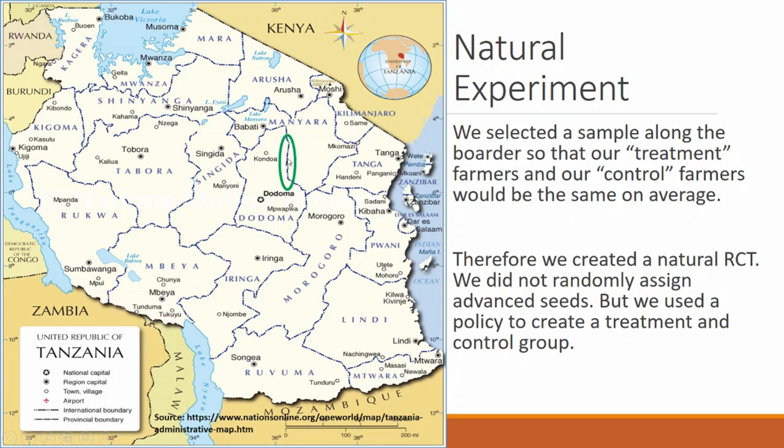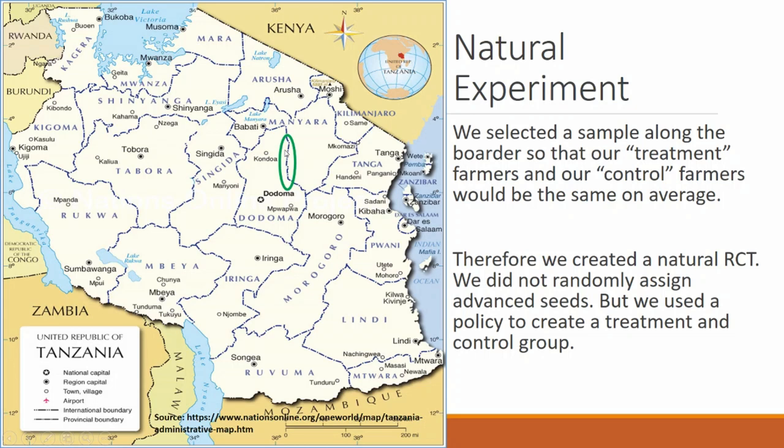That's what we're hoping. And we can do our balancing test to try to validate that. And remember, the Dodoma farmers are kind of our natural treatment group, and the Manyara farmers are kind of our natural control group. All right, so we're doing the best job that we can to create this natural experiment.